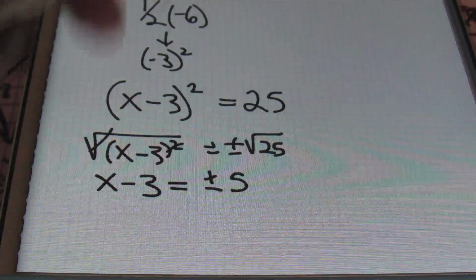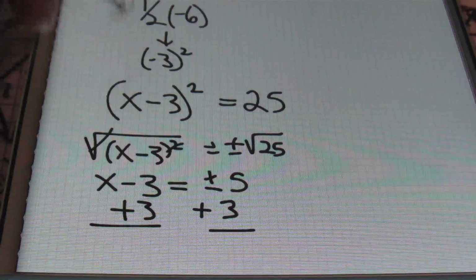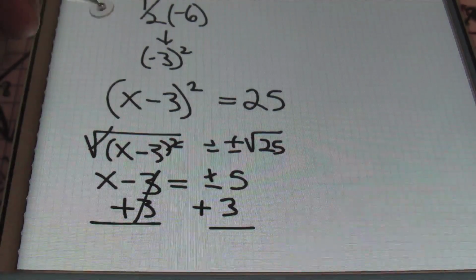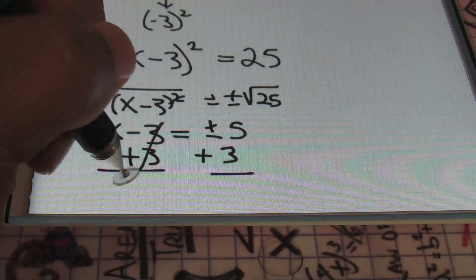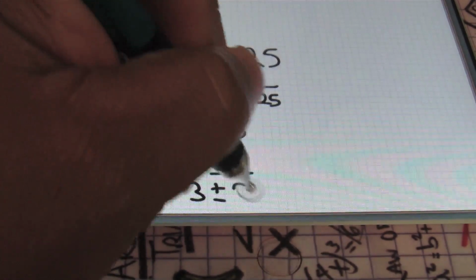From there, I'll be adding 3 to both sides, because remember, we're trying to solve for x here, alright? So we got to get it by itself. So that cancels out on the left, and now I'm going to be bringing down my variable x, which equals 3 plus or minus 5.